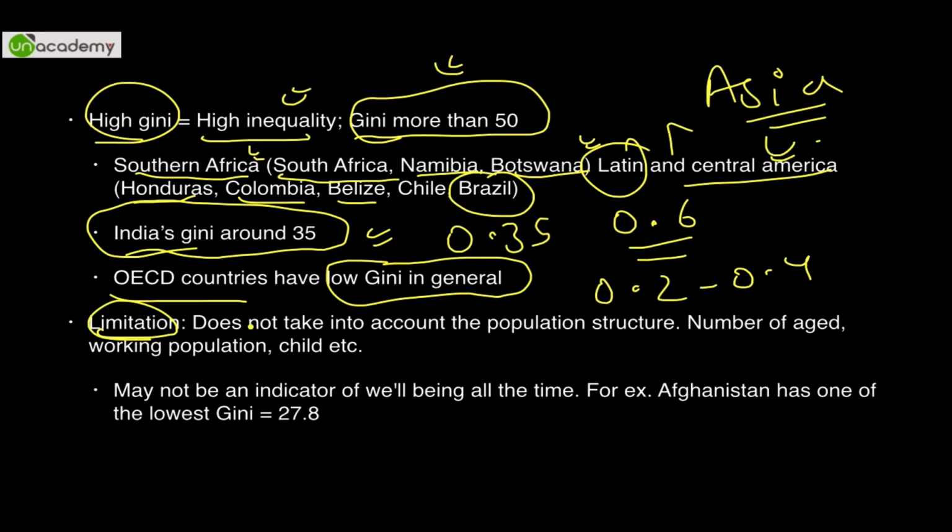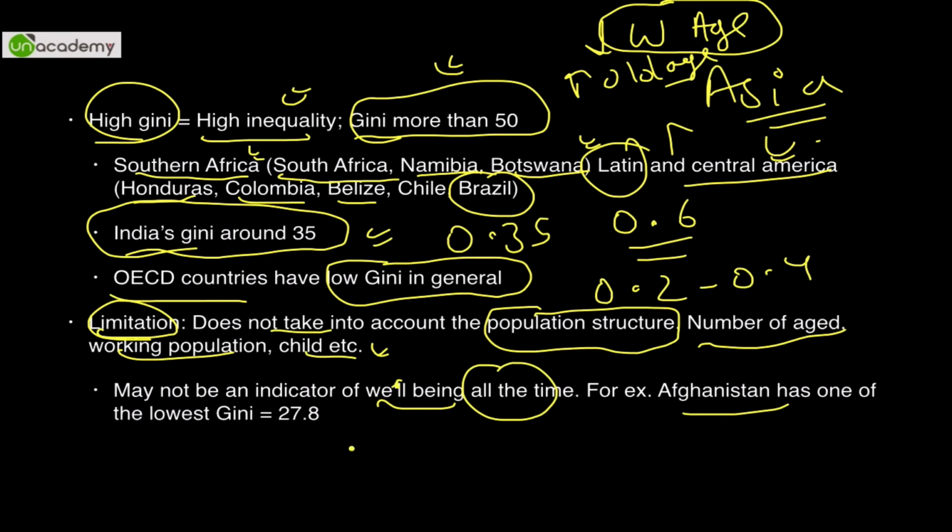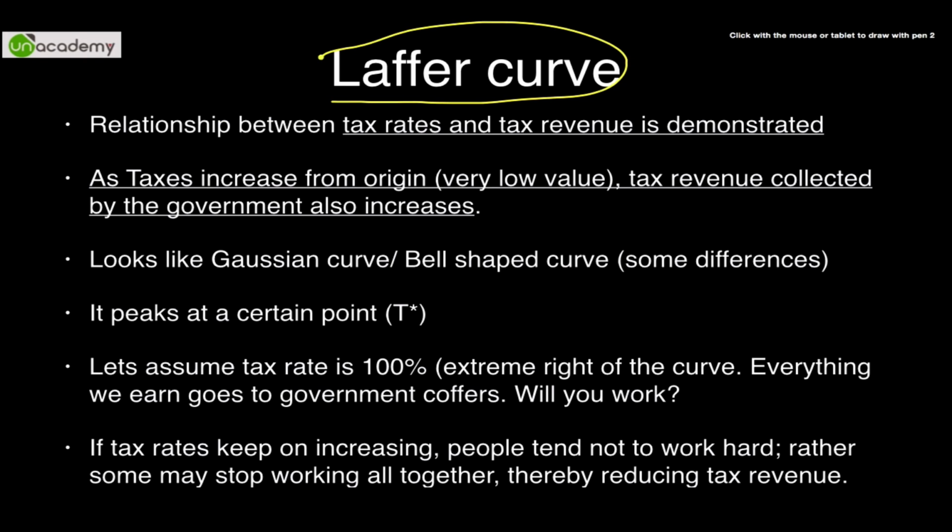Now the limitation of Gini is that it does not take into account population structure. For example, if you have very few in the working age group and you have a lot in the old age group, then Gini in this case will be high because very few people are earning all the income, but it does not mean the country is unequal. The number of aged, working population, children, etc., should all be taken into account, but it does not, and it is not the indicator of well-being all the time. For example, Afghanistan has one of the lowest Gini of 27.8, but it does not mean it is one of the most awesome performing nations.